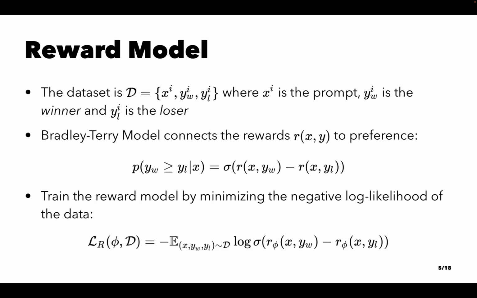Once you have a concept of a loss, you can just train a reward model. So essentially, you cook up a reward model with parameters phi, and then your loss is you sampling many of these prompts with the winning completion and the losing completion, and sticking it into the log cross entropy loss given by this Bradley-Terry model.